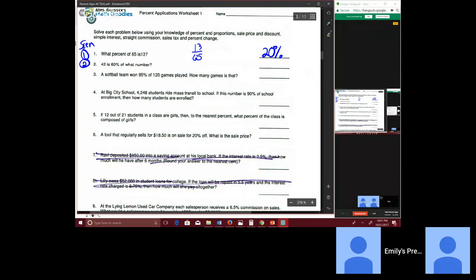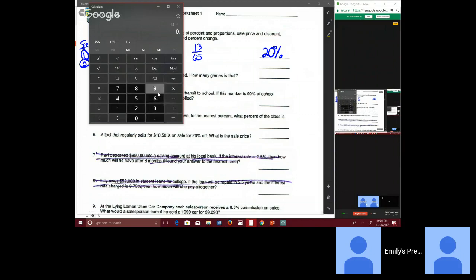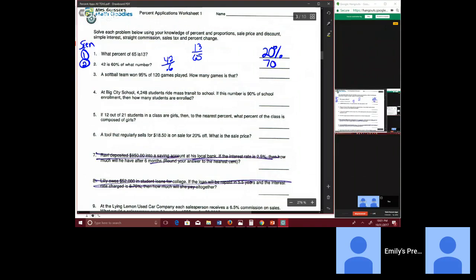A scenario 2, they're telling you that 42 is 60% of something. So if we take 42 and divide it by the decimal that represents 60%, which is 0.6 or 0.60, we will get 70.